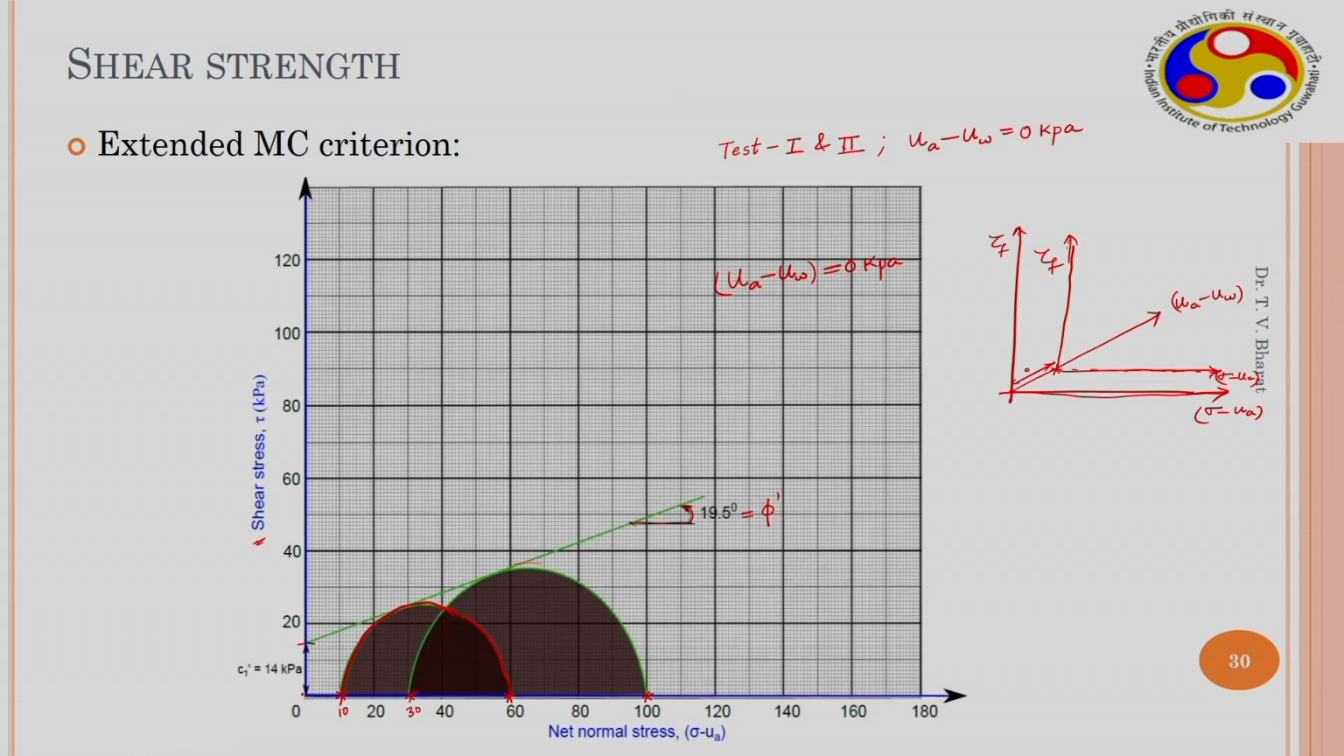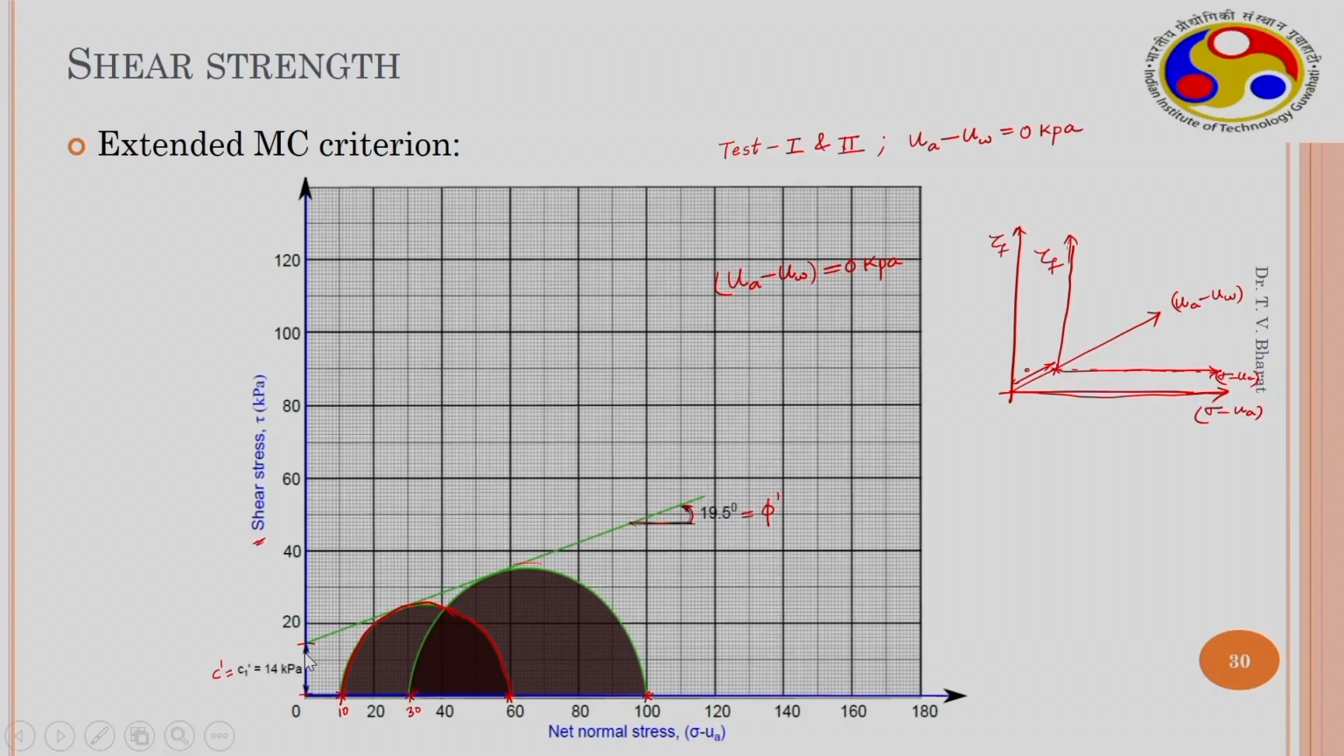The intercept here is C dash itself, because UA minus UW is 0 here. So, C1 dash is equal to C dash, that is 14.14 or 14 kilopascals. So, graphically we can directly get this data.